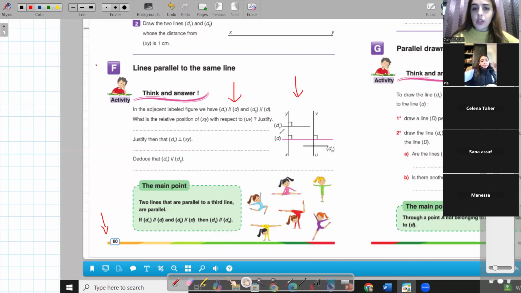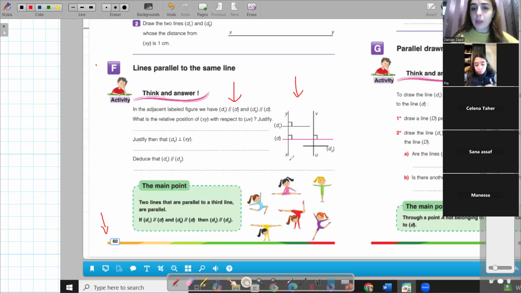For us in this exercise, they gave us as given information that D1 and D are parallel, D and D2 are parallel. What is the relative position of XY with respect to UV? I'm just going to repeat it orally. What can we say about XY and UV? We said already that they are parallel since we have a third line which is perpendicular to the first and the second. I mean, both of them are perpendicular to the same third line D.